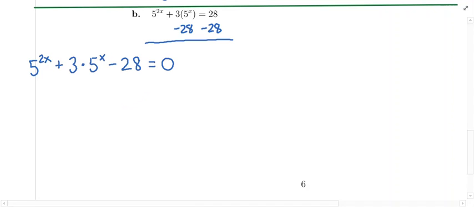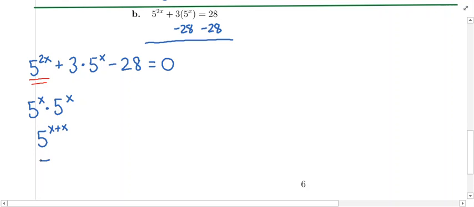Okay, so let's focus on this first term where we have 5 raised to the 2x power. We can rewrite this term as 5 to the x times 5 to the x. Okay, again, this is a power of 5 times another power of 5. So by the laws of exponents, we can combine these two into one exponential term with base 5. We just would add the exponents here. So x plus x gives us 2x in the exponent. Okay, so the point of showing you this was to demonstrate that you can rewrite 5 raised to the 2x power as 5 to the x times 5 to the x. Okay, these two are equivalent.